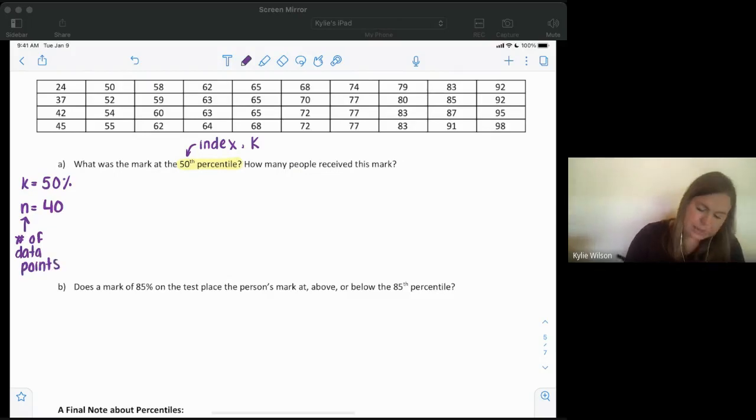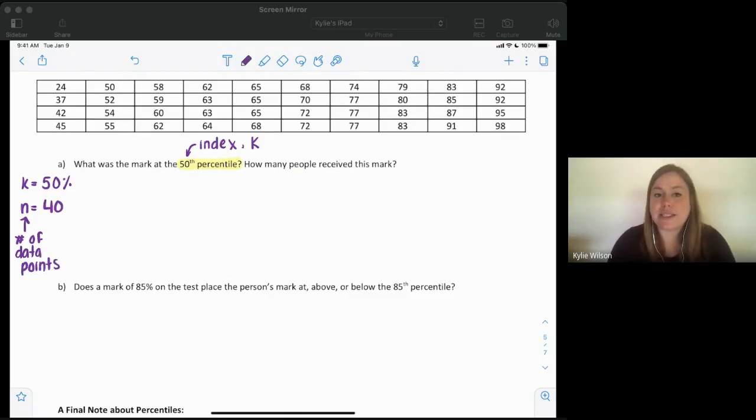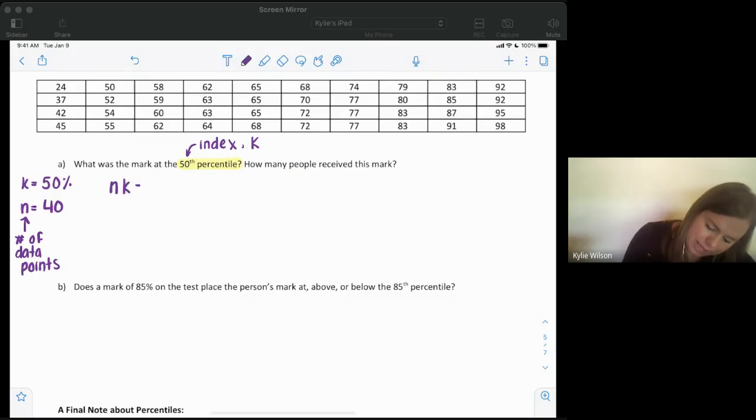In this case, we have 40 data points. That's what it says in the question. Now we want to figure out which number would be represented at our 50th percentile. So which number would be represented at the 50% mark in our data? To do that, we take our number of data points and multiply it by the index.